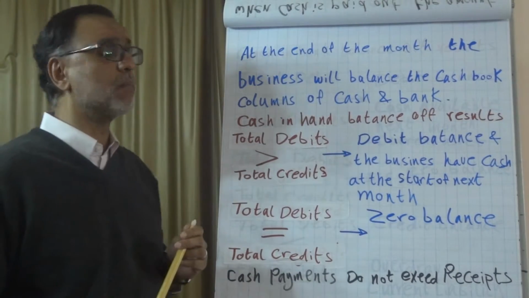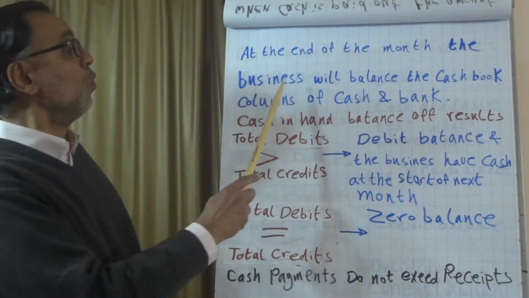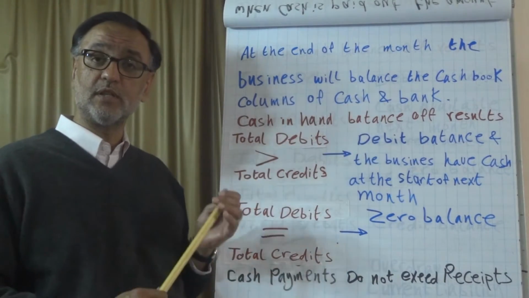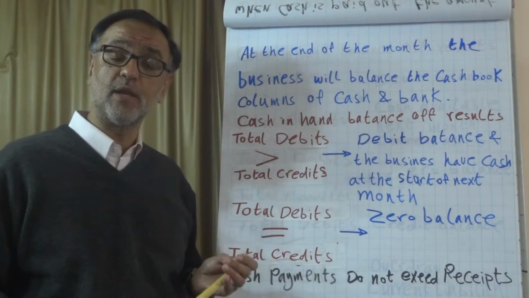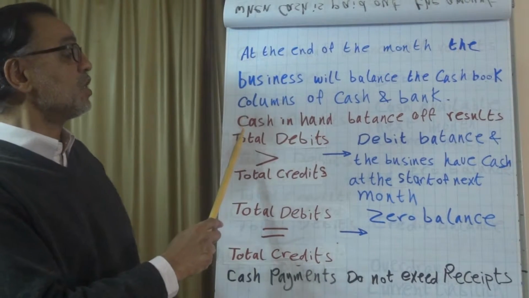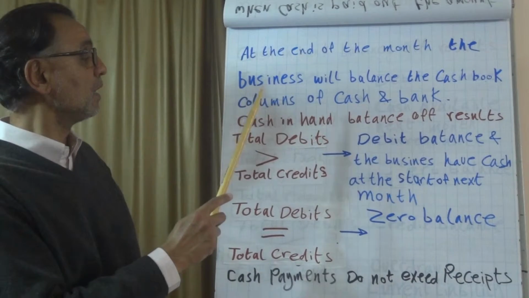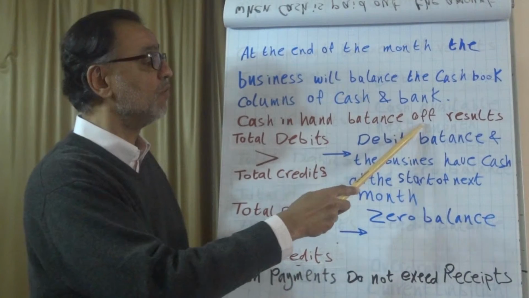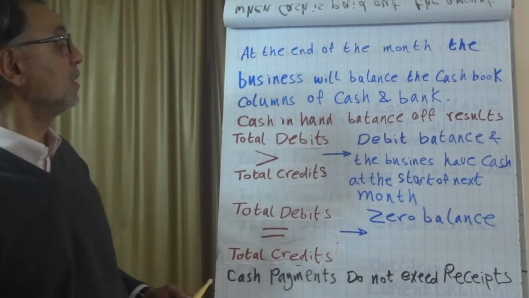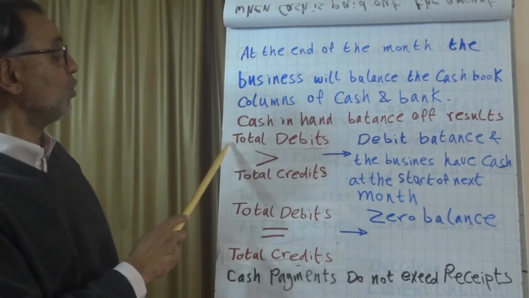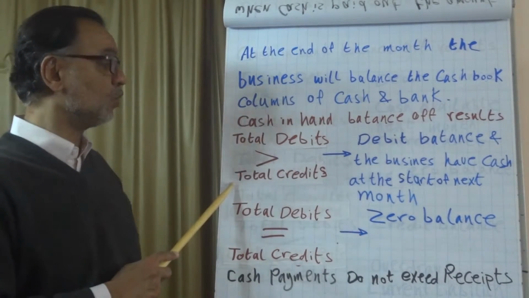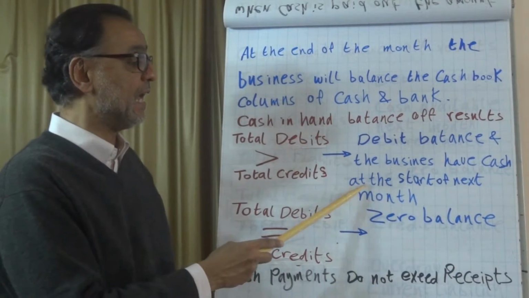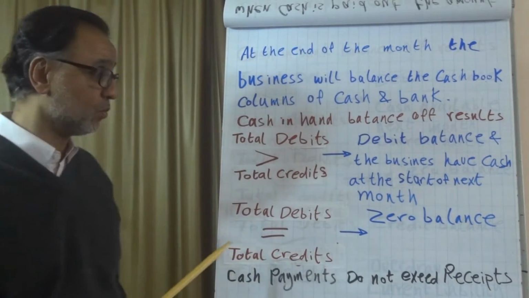At the end of the month, the business will balance the cash book columns of cash and bank. So at the end of every month, we have all the transactions done in the month, then we do the balances. We have cash in hand and we have balance of results. If we have total debits greater than total credits, then we have a debit balance and the business has cash at the start of the next month or next period.